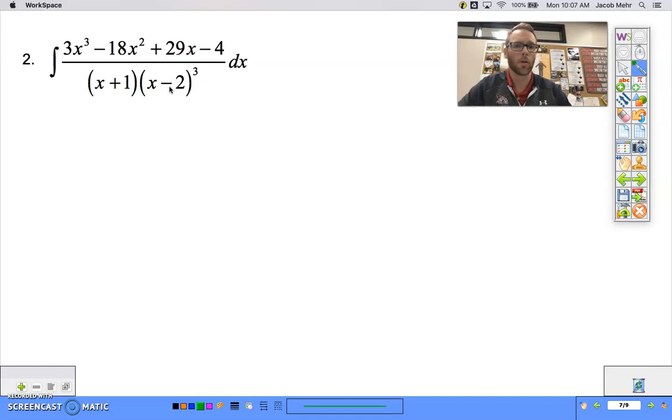So let's see if we can't do our partial fraction decomposition. It's already factored for you. I didn't make us work it all out for that one on this one. So let's set the original. Let's drop the integral sign just to set up our partial fraction decomposition.